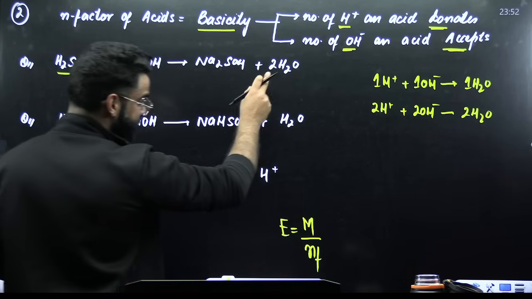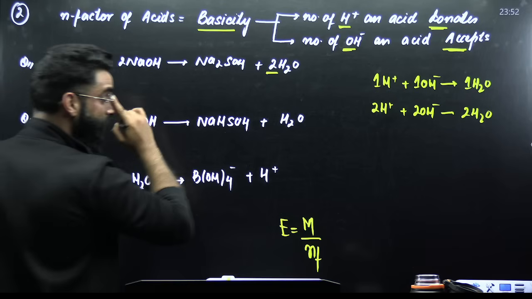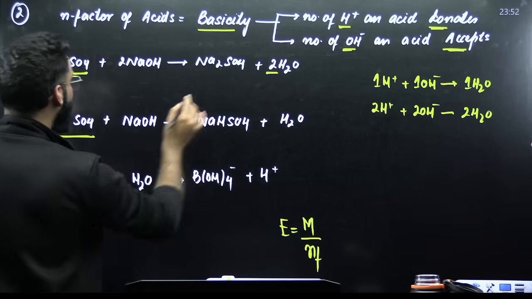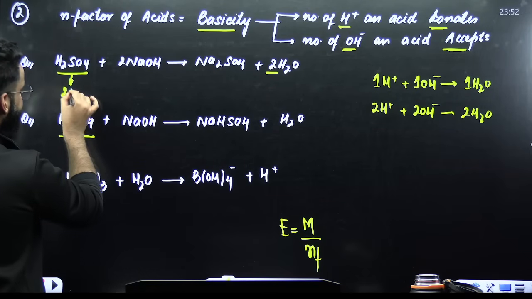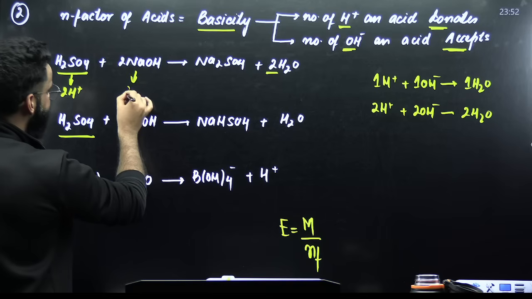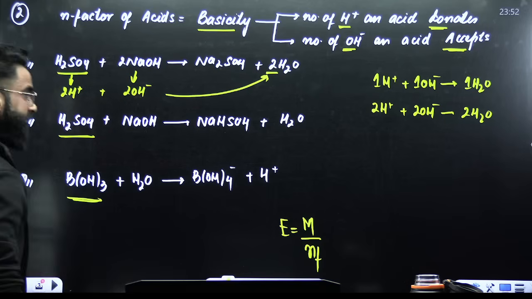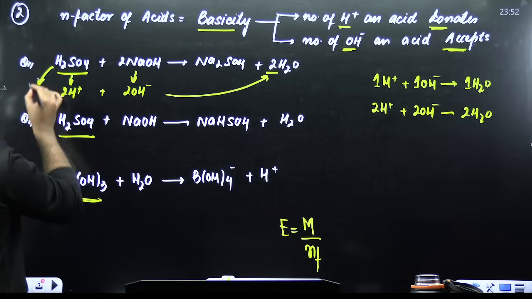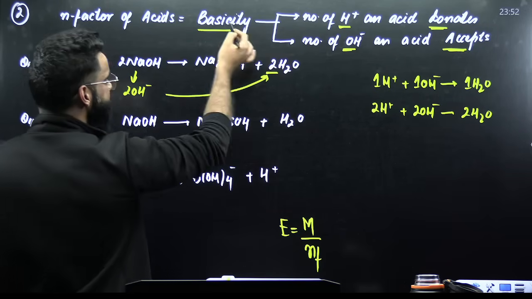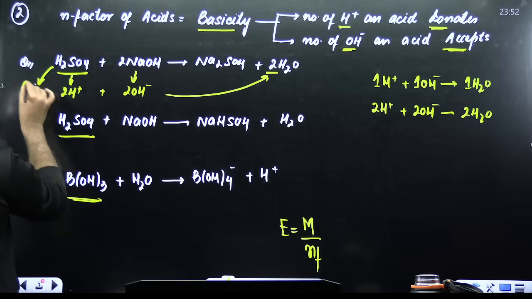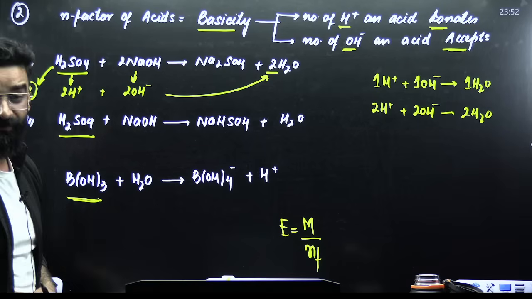Okay. Now, first of all, look at the reaction. How many water molecules are formed? Two water molecules. Can I say two water molecules can be formed only if this acid had given two H positives, this base had given two OH negatives, and they combined and formed two water molecules. Now, this acid is giving two H positives, and the number of H positives an acid gives defines its basicity, and whatever is the basicity of the acid, that's what you call the N factor of the acid.